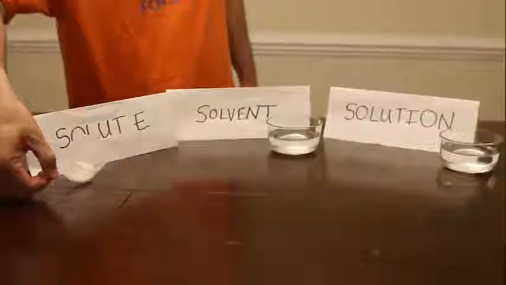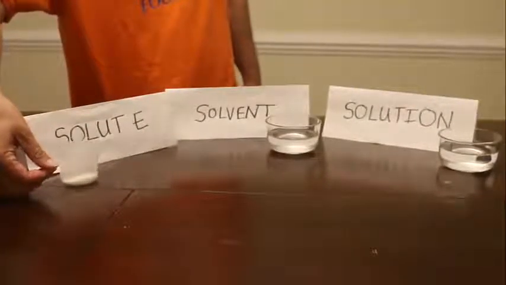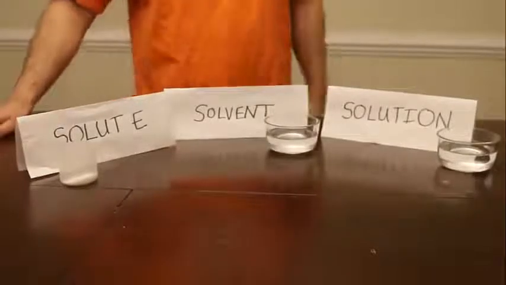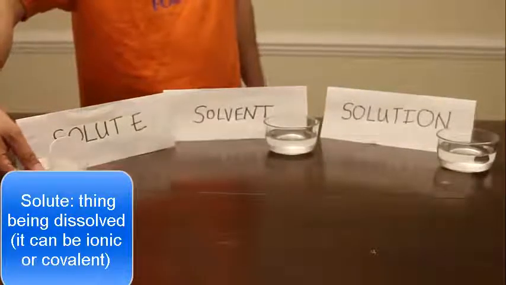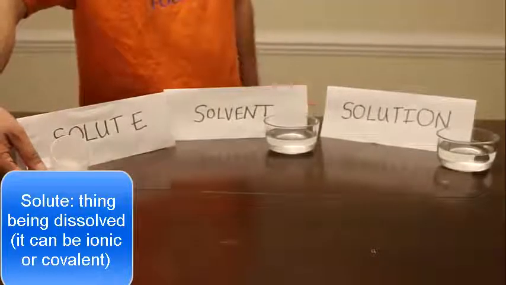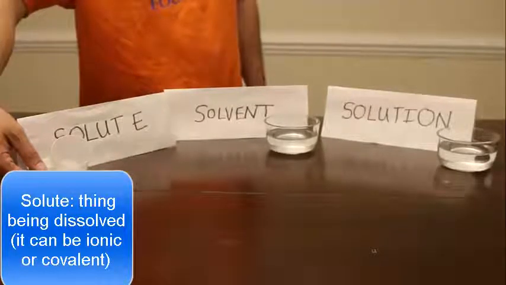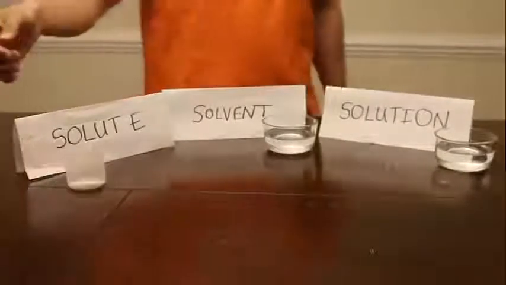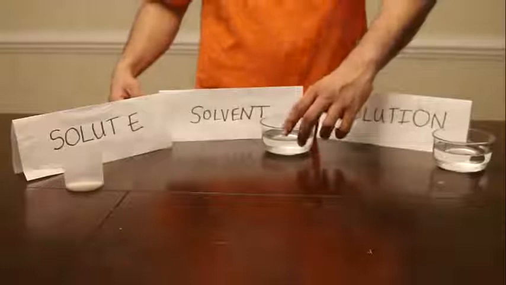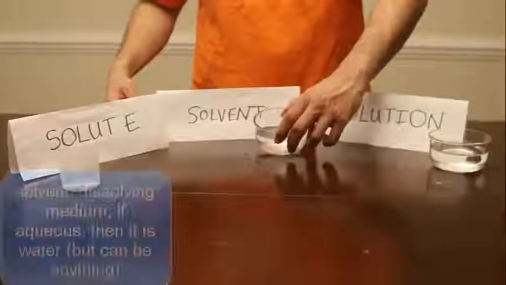So here I have some sugar, and the solute is any agent that is going to be dissolved. So sugar, sodium chloride, vitamin C powder, Kool-Aid powder, anything. It can be covalent, it can be ionic. This basically comprises the solute. The solute is going to go into the dissolving agent. The dissolving agent is the solvent.